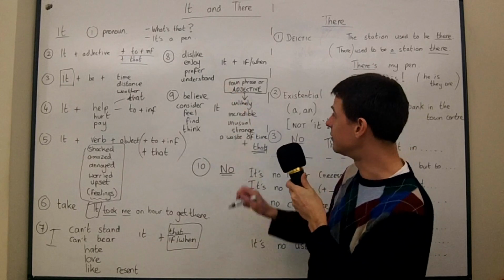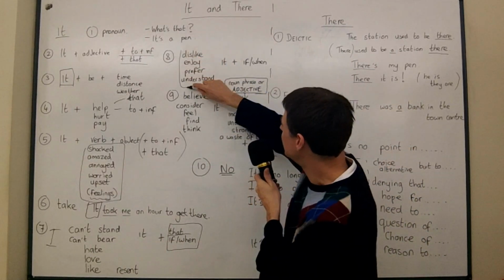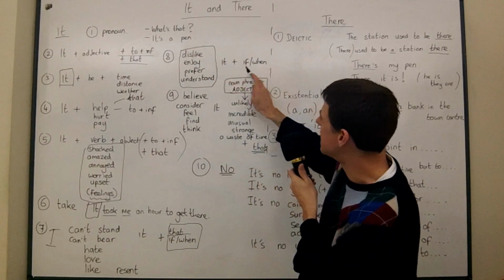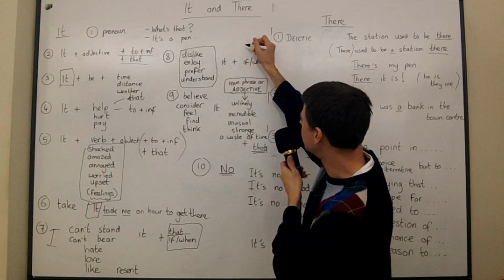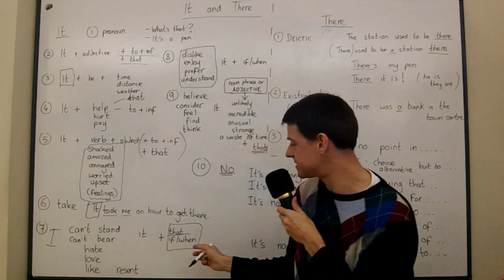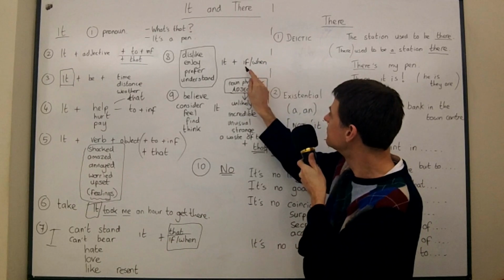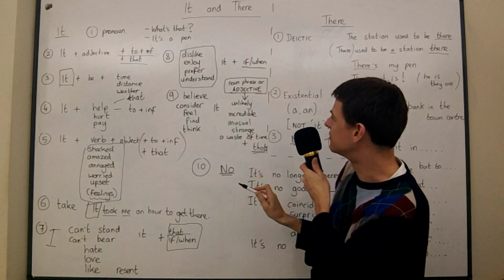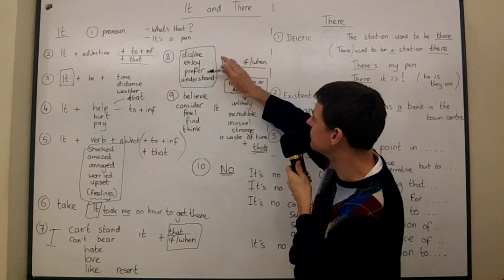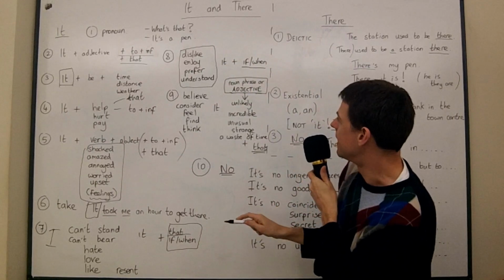Okay, we can also, with these words, basically it's the same, but you can't do that with these words. You can't say I dislike it that. You can say I like it that, but you can't say I dislike it that. So it's only if and when with these words. Okay, so just remember those words separately.